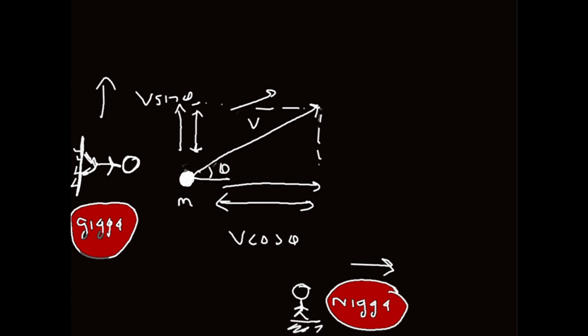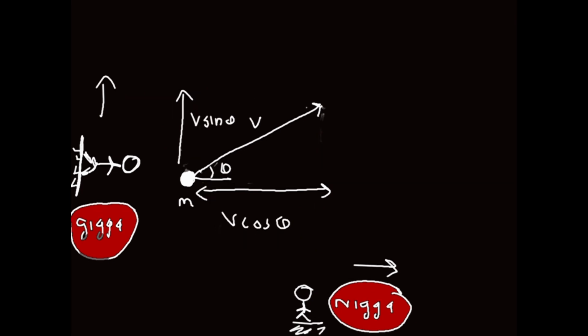And these two are the components. These two are the vectors actually. And the original vector is the sum of these two component vectors. And I have one more question: if I give a momentum of mv cos theta in this direction, what should happen to the ball?